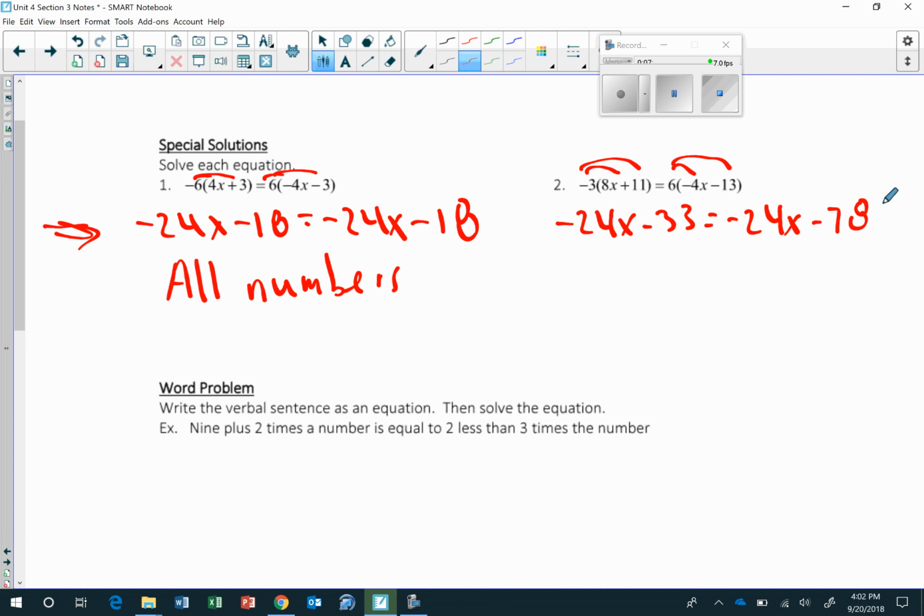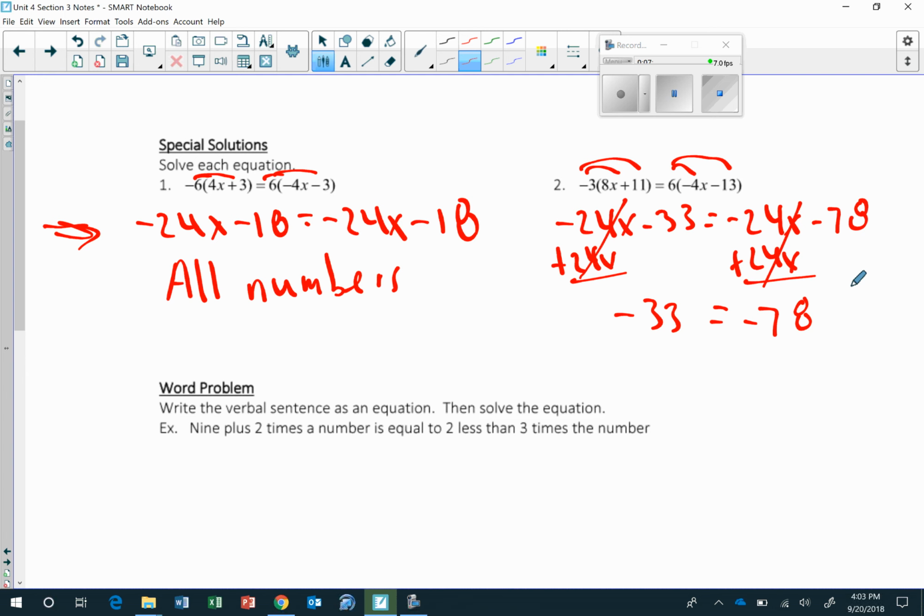At this point, I would want to add 24x to both sides because I'm trying to move the variables over to one side. But what you'll notice is on both sides, the x is going to get canceled out. So I'll just have negative 33 on the left, and I'll just have negative 78 on the right. I don't have any x's left, so I'm done there.